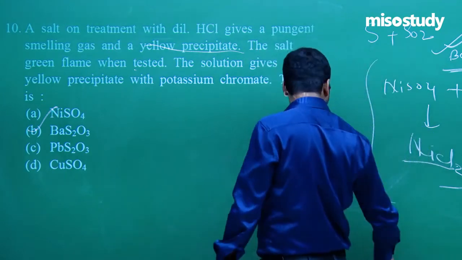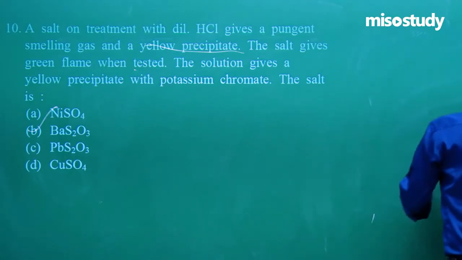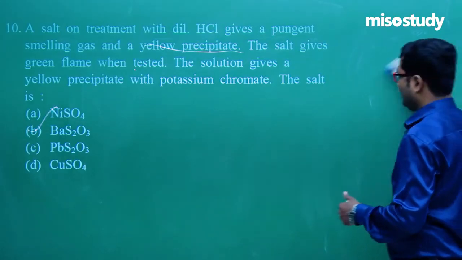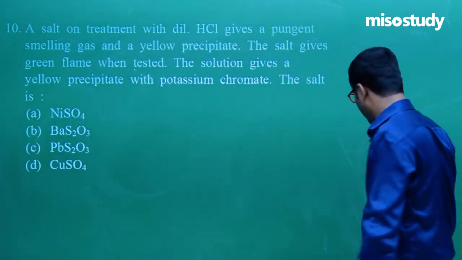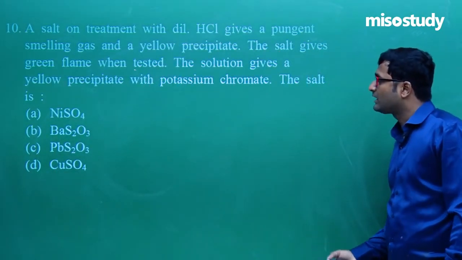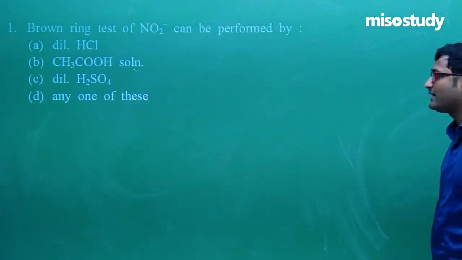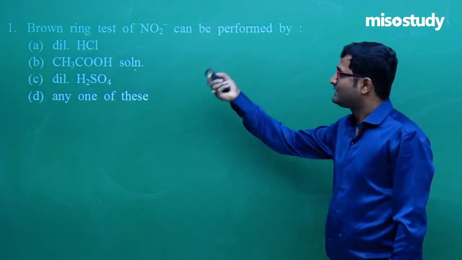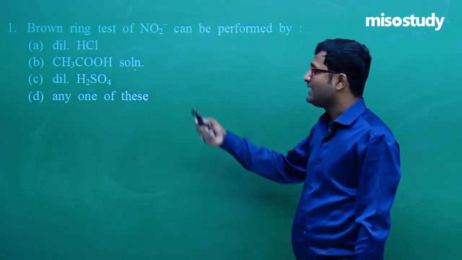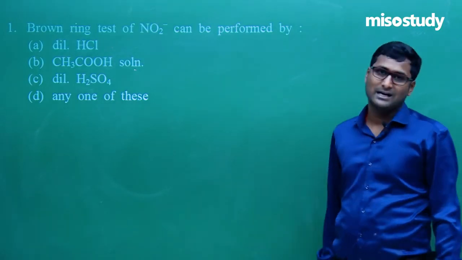Now let's move to the next segment, that is revision. We revise each and every question again, and let's see whether we are correct or not. Now, what was question number 1? Brown ring test can be performed by any of these acids, that is dilute HCl, CH3COOH and dilute H2SO4. So for question number 1, D is the correct option.